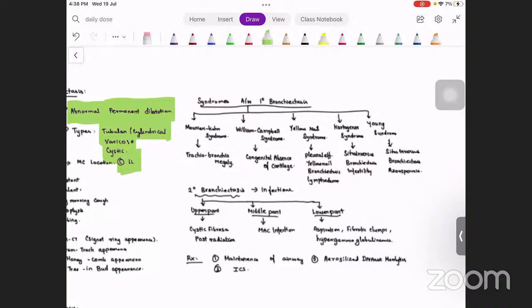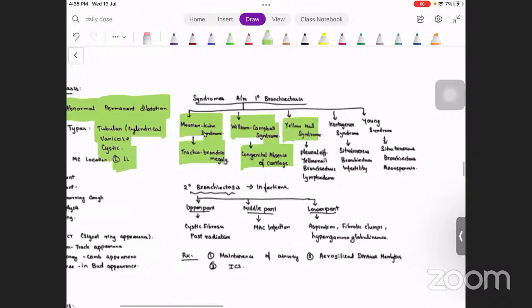Syndromes associated with primary bronchiectasis are important: Mounier-Kuhn syndrome, where you see tracheobronchomegaly; Williams-Campbell syndrome, where you see congenital absence of cartilage; yellow nail syndrome, where you see pleural effusion, yellow nails, and bronchiectasis; and Kartagener syndrome, ciliary dyskinesia, where you may see situs inversus, bronchiectasis, and infertility. Those are the features of Kartagener syndrome, where you see mucociliary dyskinesia. Apart from that, Young syndrome has the same features, especially azoospermia.